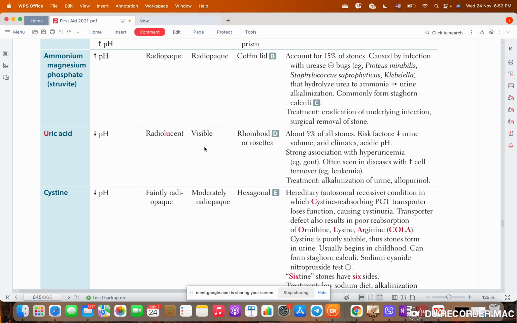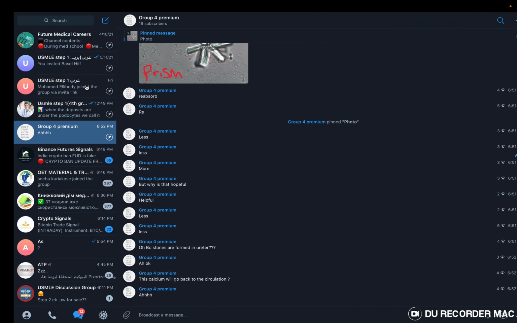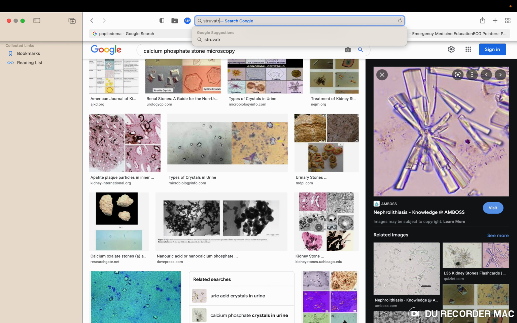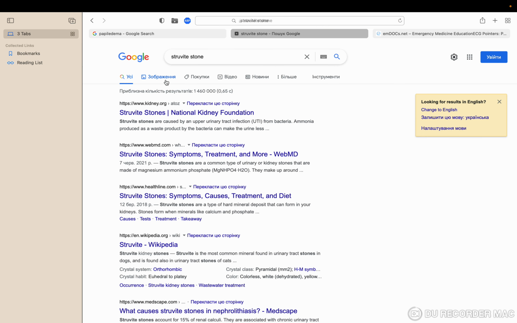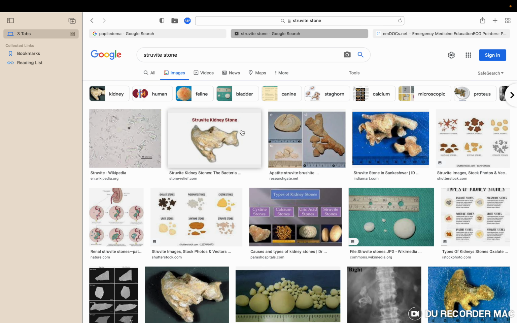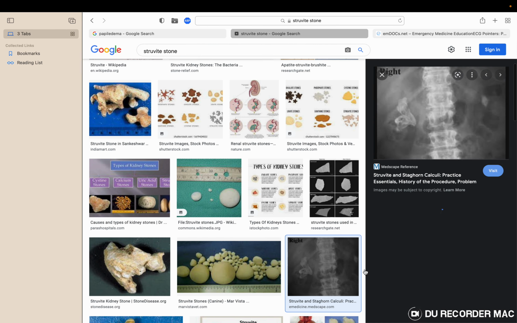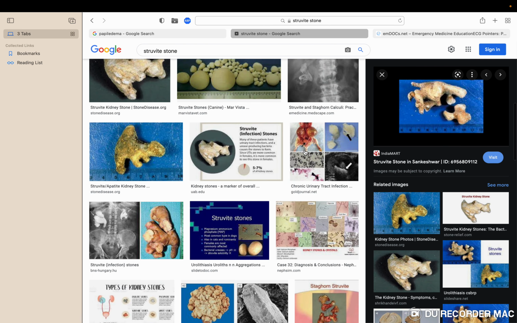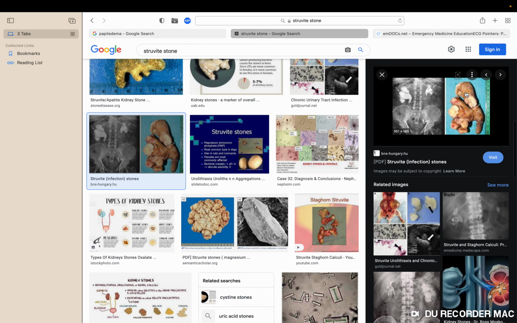The next thing is ammonium magnesium phosphate, the struvite stone. When you ever hear the word struvite stone, it's a really big stone. Let me show you how big it is. This struvite stone is a massive stone. It's really big by size. Take a look at this. See this whole thing? This whole thing is a stone. This whole thing was inside of someone's kidney. Yep, look, it looks like ginger.